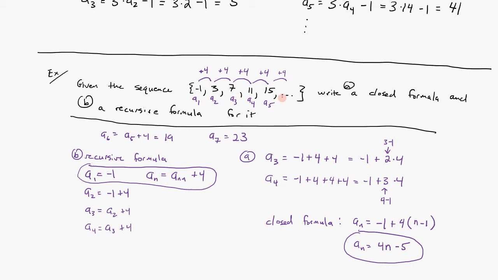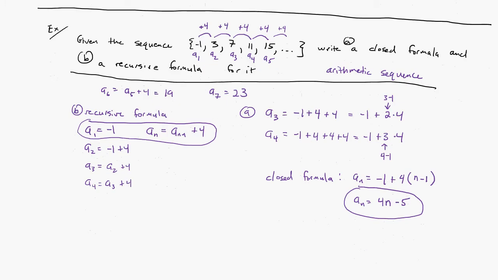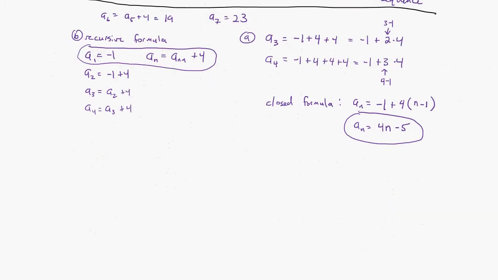So this example is an example of what's called an arithmetic sequence. So any sequence where the successive terms are obtained by adding the same number over and over again, this type of sequence is called an arithmetic sequence. So let's take a look at an example of a different kind of sequence.